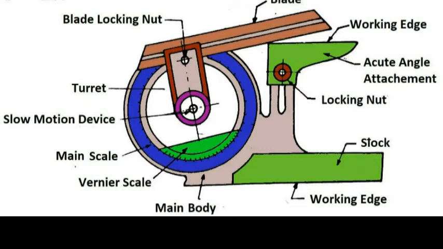The blade can be moved along throughout its length and can also be reversed. It is about 150 or 300 millimeters long, 13 mm wide and 2 mm thick. Its ends are beveled at angles of 45 and 60 degrees. The acute angle attachment can be readily fitted into the body and clamped in any position.